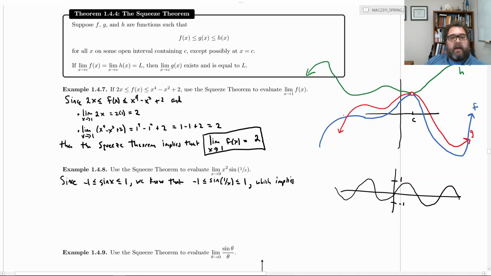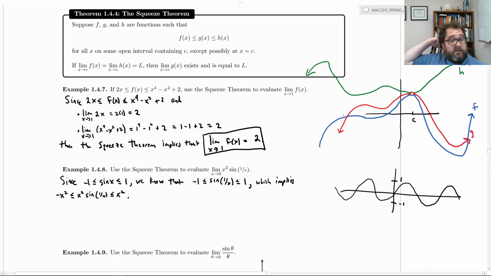what? Well, we can multiply every term of that inequality by x squared, right? And since x squared is non-negative, I know that doesn't reverse the signs of the inequality. We have to be careful when multiplying inequalities, because if you multiply by a negative, then you reverse the inequality. But here, x squared is always non-negative. So we can multiply every term of this inequality by x squared, and we get negative x squared less than or equal to x squared times sine 1 over x is less than or equal to +1 times x squared.